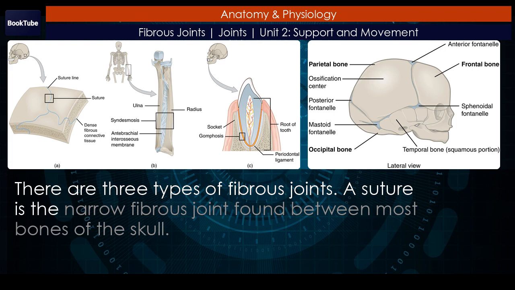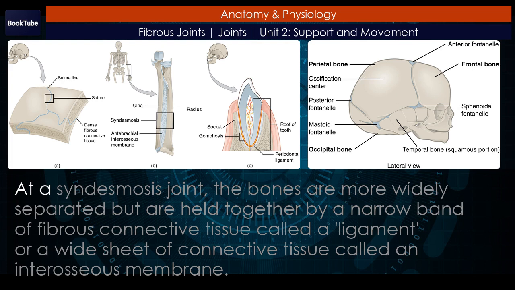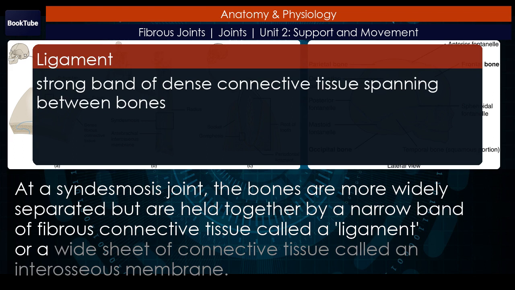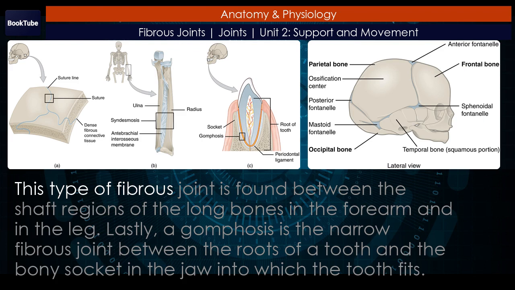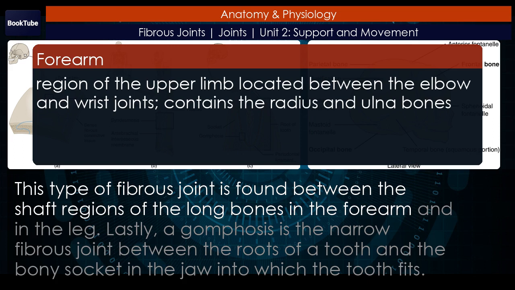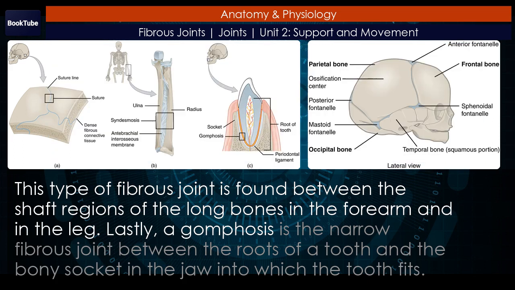A suture is the narrow fibrous joint found between most bones of the skull. At a syndesmosis joint, the bones are more widely separated but are held together by a narrow band of fibrous connective tissue called a ligament, or a wide sheet of connective tissue called an interosseous membrane. This type of fibrous joint is found between the shaft regions of the long bones in the forearm and in the leg. Lastly, a gomphosis is the narrow fibrous joint between the roots of a tooth and the bony socket in the jaw, into which the tooth fits.